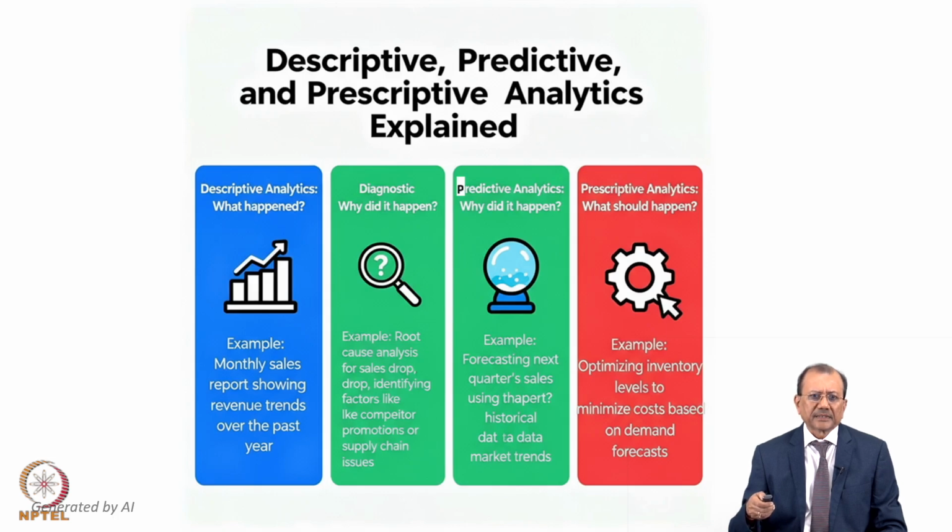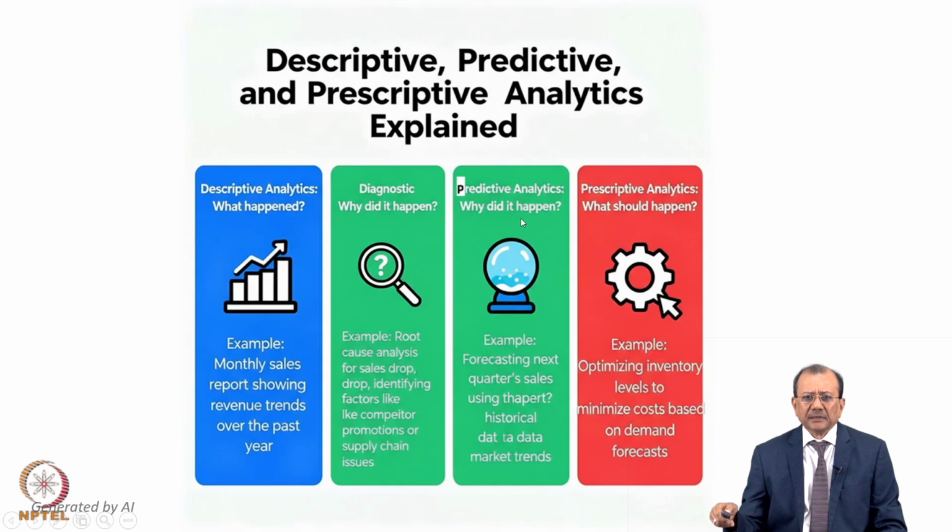This picture again shows some examples of these analytics. Descriptive analytics: what has happened, monthly sales reports showing revenue trends over the past year. And diagnostic: why did it happen? It shows root cause analysis of sales drop, identifying factors like competitor promotion, some companies, and supply chain issues. Supply chain issues sometimes become a very important issue.